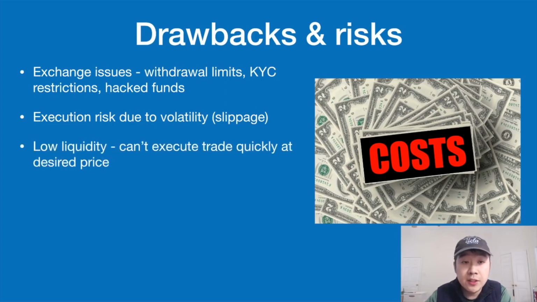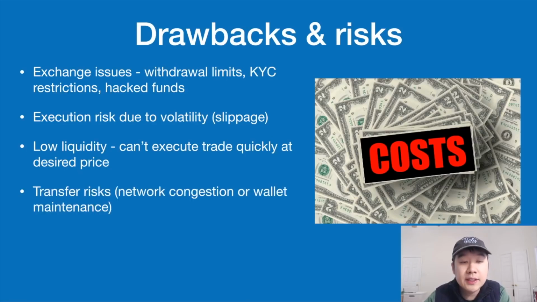Low liquidity, which I mentioned earlier: you can't execute your trade quickly at your desired price. Transfer risks: network congestion or wallet maintenance. This is a big deal if you need to transfer it for your arbitrage strategy to work.